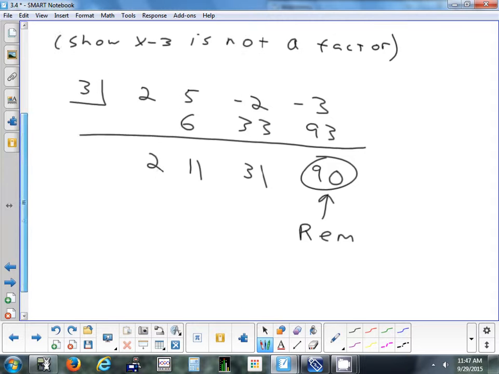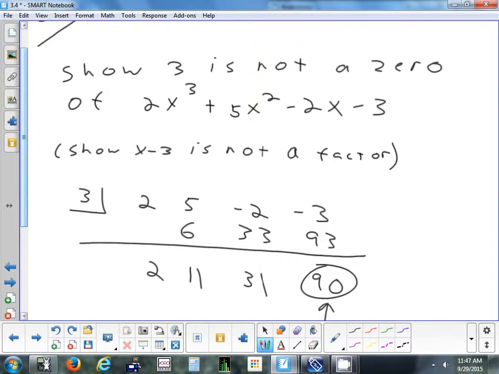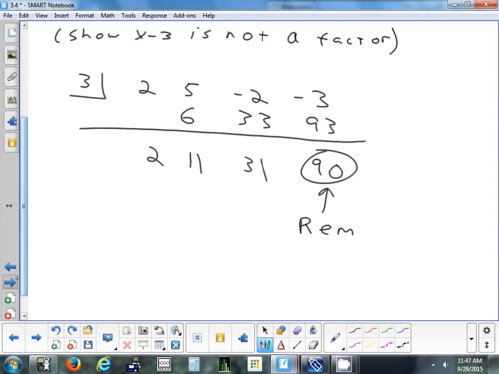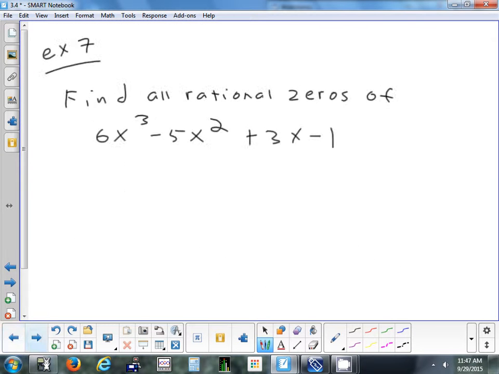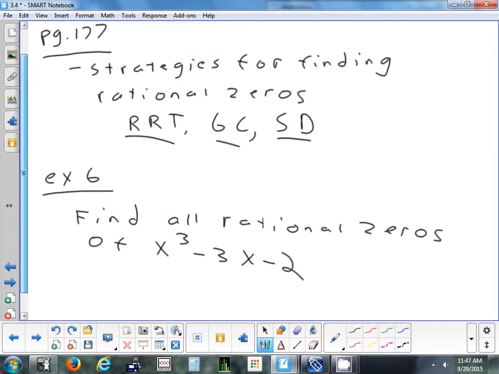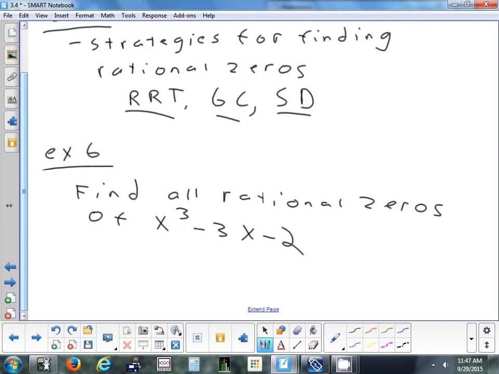We just proved that x minus 3 is not a factor. It doesn't divide into it without a remainder, which means 3 is not a root. 3 is not a 0. Question on that one? All right, so I think 3 more. Let's see what we have time for.